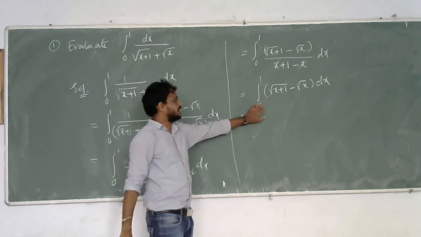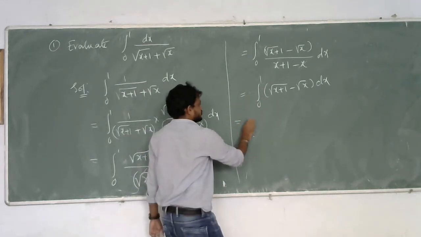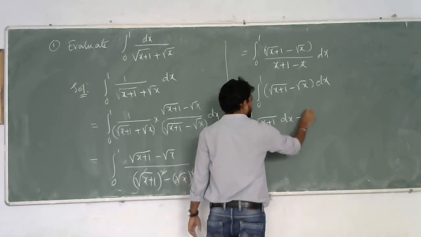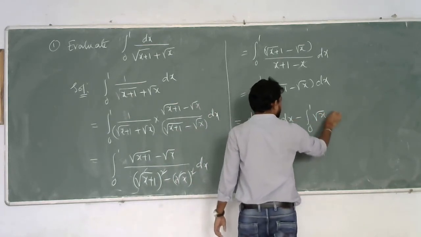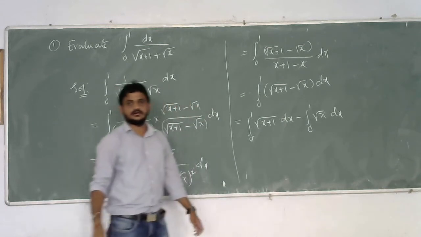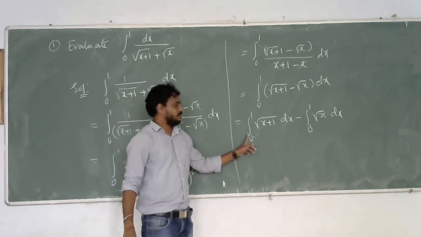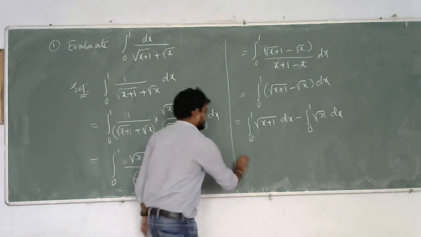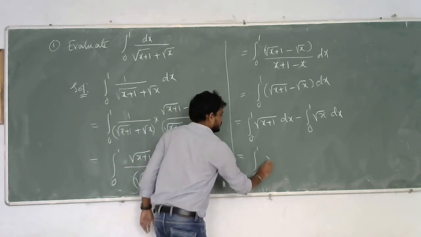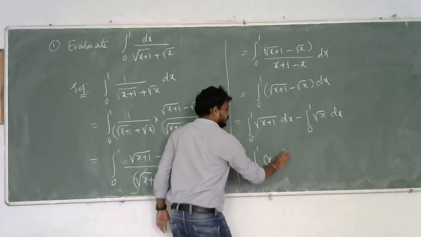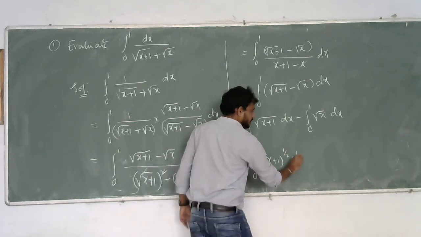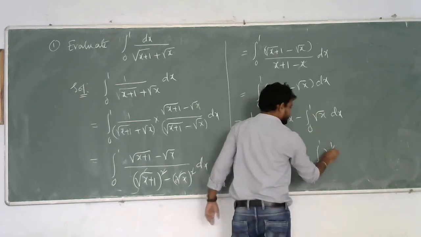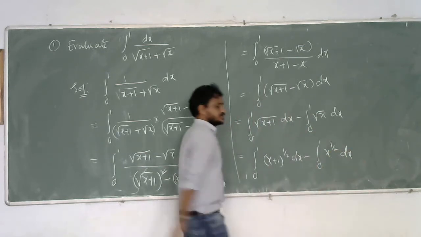Now separate this integration. So integral 0 to 1 root x plus 1 into dx minus integral 0 to 1 root x into dx. Here we don't have a direct formula for root x plus 1, so write this root x plus 1 as (x plus 1) to the power of 1 by 2 into dx, minus integral 0 to 1, and write this root x as x to the power of 1 by 2 into dx.